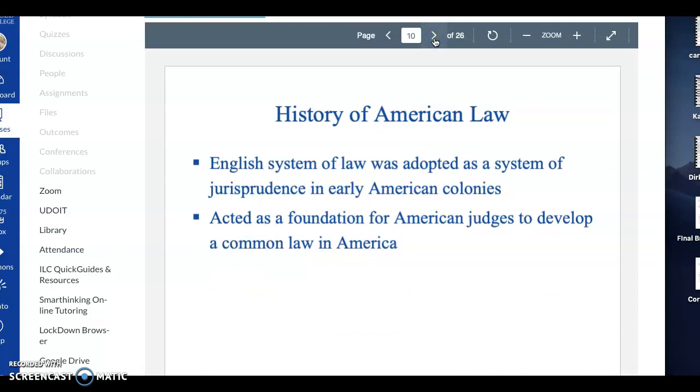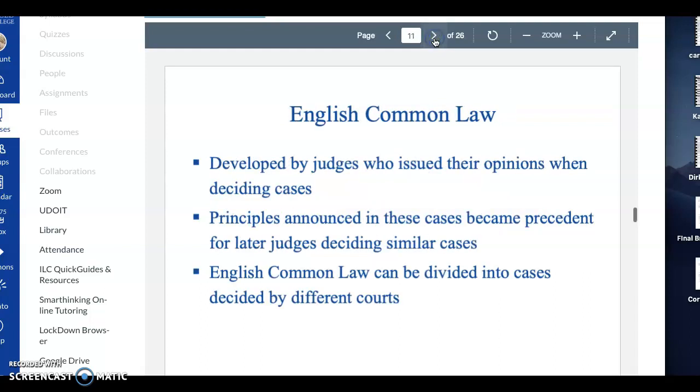And the English system of law was adopted, obviously, from early American colonies, and we are based on the English system. So coming from England, that's kind of the basis of our judicial society. It acted as a foundation for American judges to develop a common law in America, and we still use that common law today.